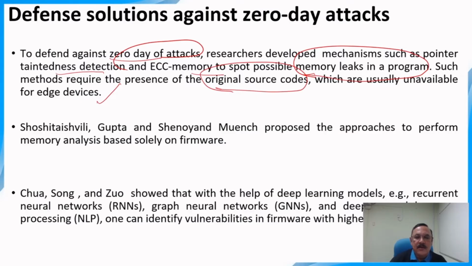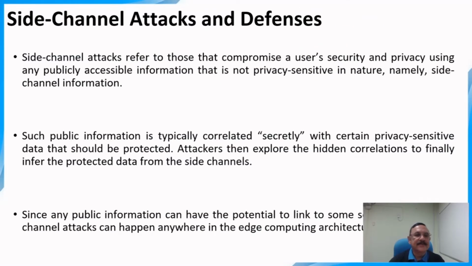So, several researchers propose an approach to perform memory analysis based solely on the firmware. There are also various deep learning models, such as recurrent neural networks, graph neural networks, and deep natural language processing, that can identify these vulnerabilities in the firmware with higher accuracy rates.